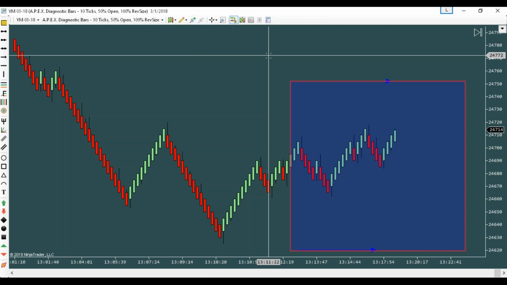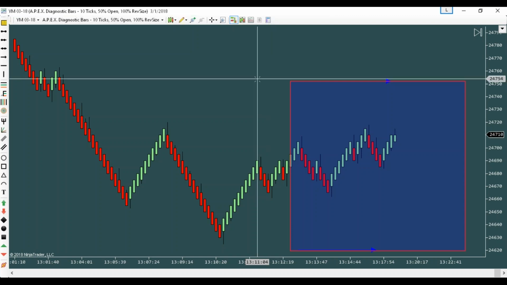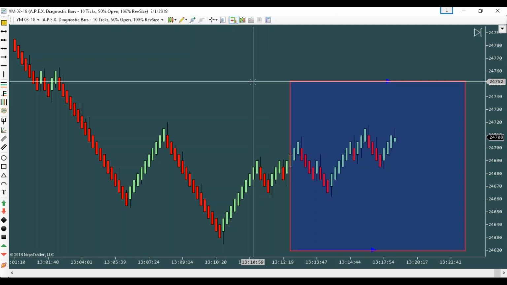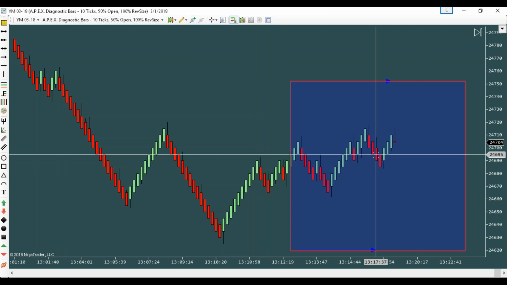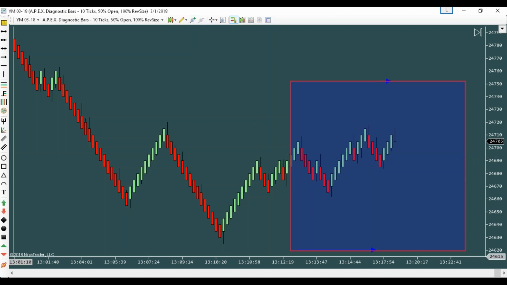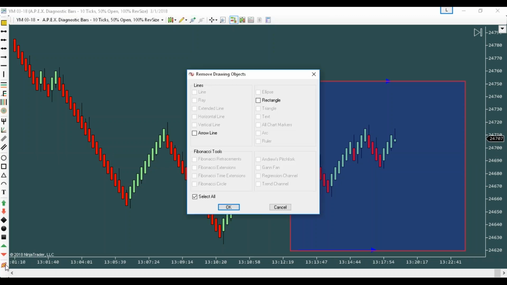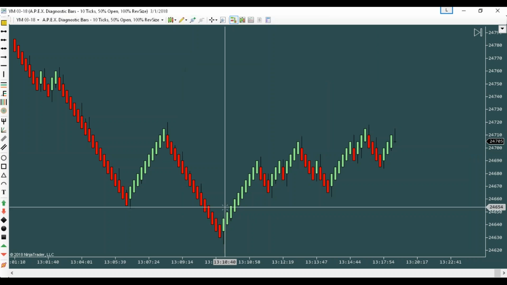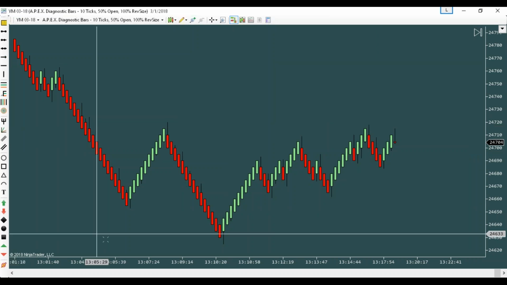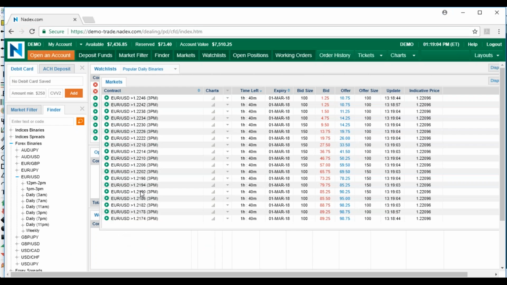Jason says, can we do this with at-the-money binaries? No, Jason, you really can't, because there's only one at-the-money binary. You know what I mean? There's really only one true at-the-money binary. Jason, let me just clear some of this off real quick here. Let's talk about what an at-the-money binary is. We know that at expiration, a binary is either worth 0 or 100.